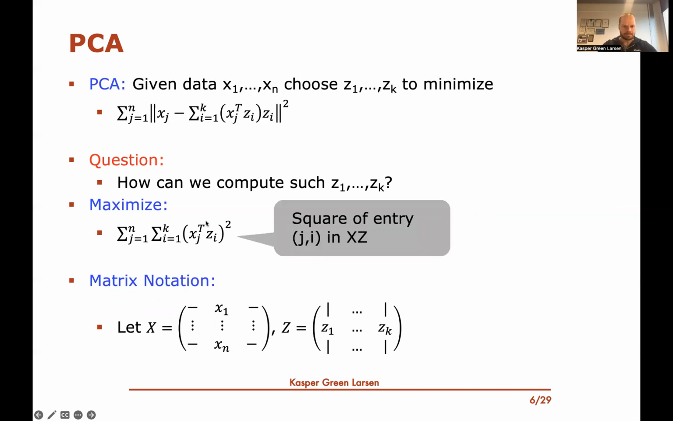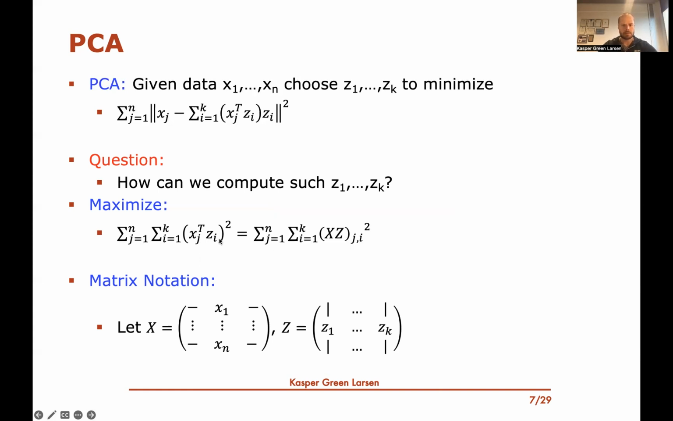So what we have here in terms of X and Z: if we look at the product of the matrices X and Z, then the inner product between xj and zi would be the (j, i)th entry in XZ, because that entry contains exactly the inner product between the jth row of X and the ith column of Z. So what we're doing is summing over all the entries of XZ and squaring all those entries. That is what we have to maximize. So this is exactly the maximization problem: summing over all entries of the product XZ the square of that entry.